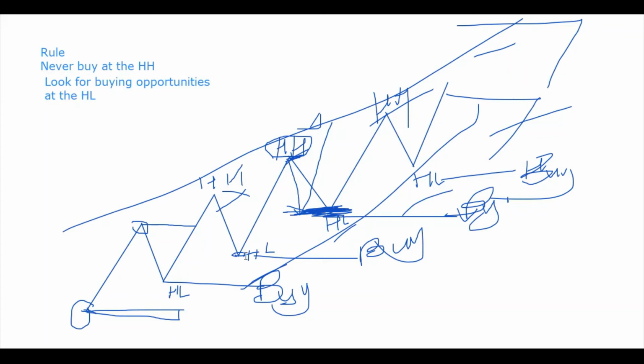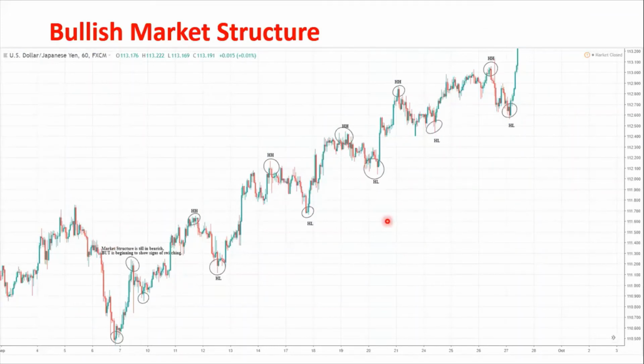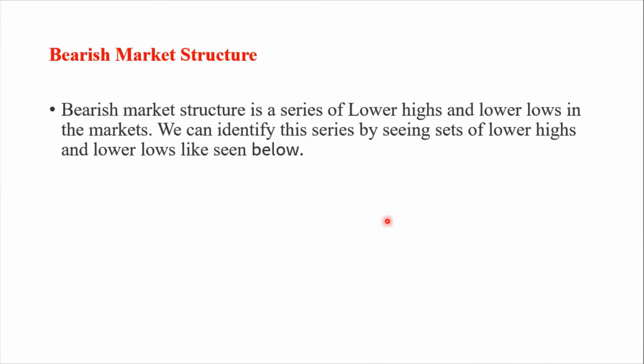Why are we looking for the opportunity at the higher low? Because we want to buy at the cheapest price so that we do not incur losses. So that is it for the higher highs and higher lows of the bullish market structure.